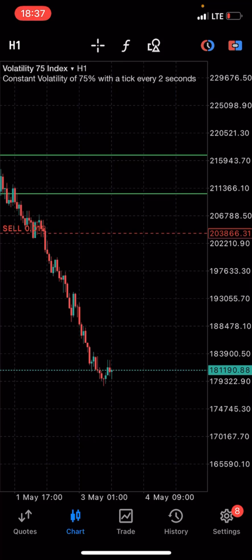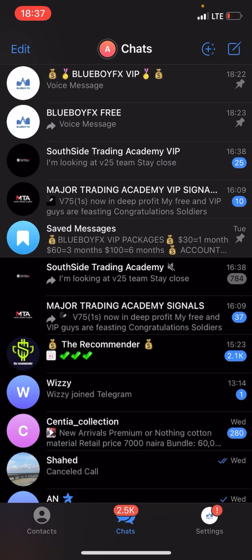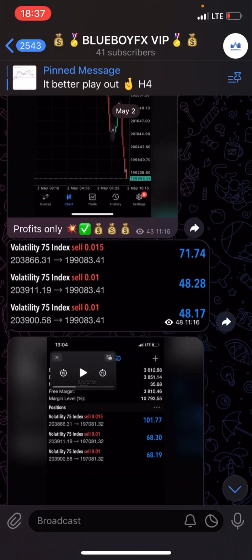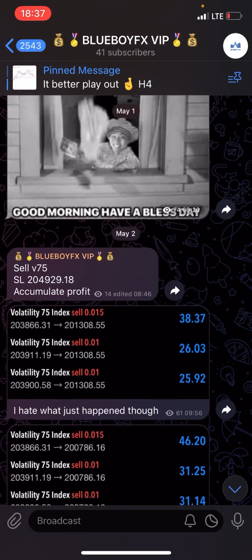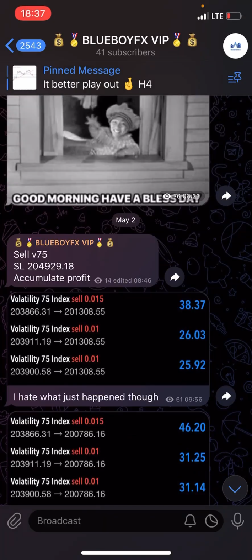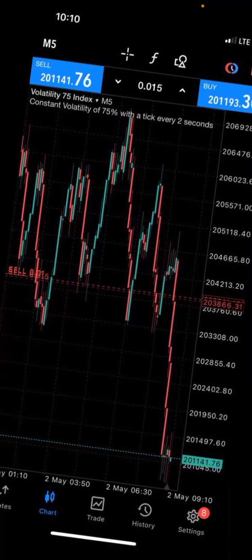We've been on this since yesterday. Here was a signal given. This is it: sell the VIX75. And this is how it started. I had to use the 5 minutes time frame.